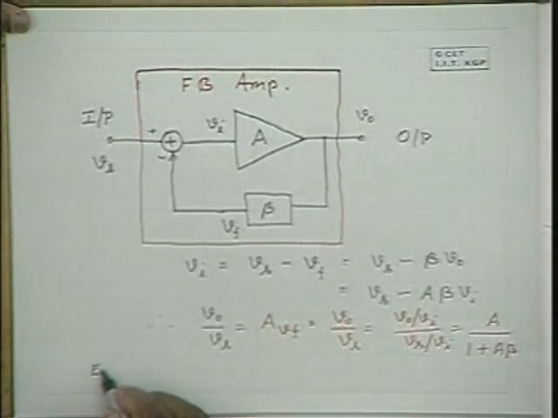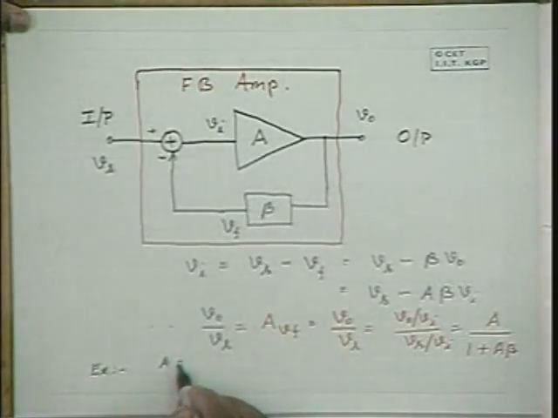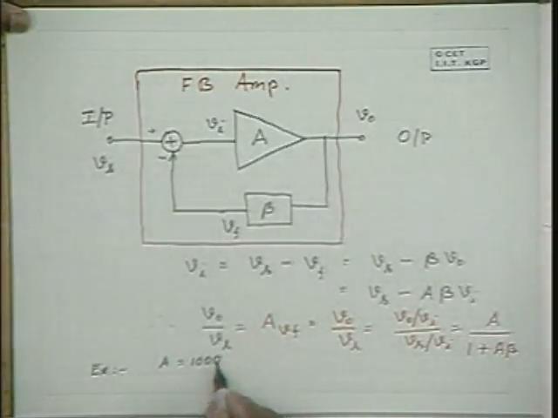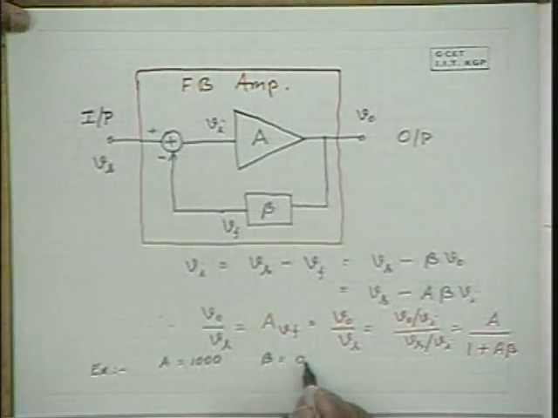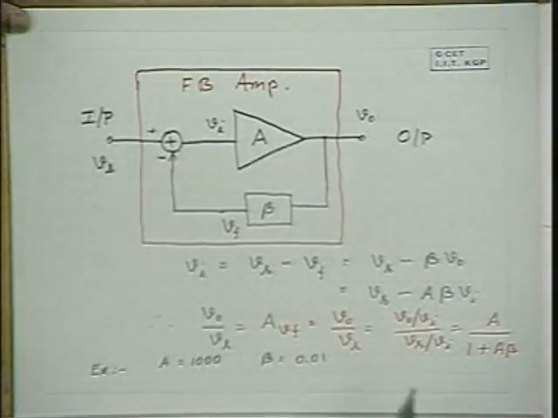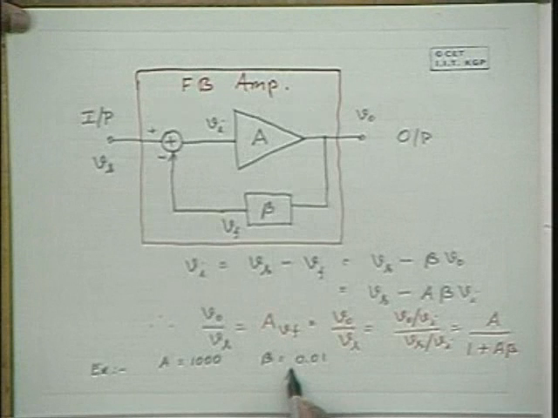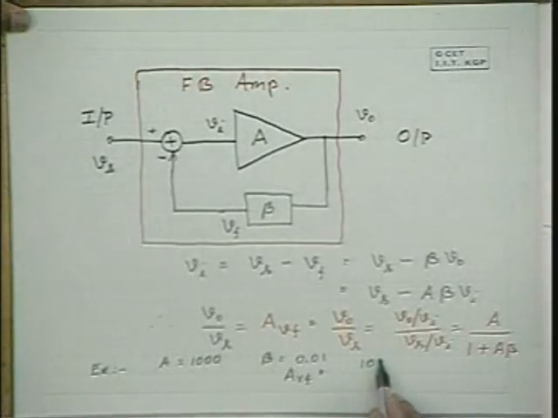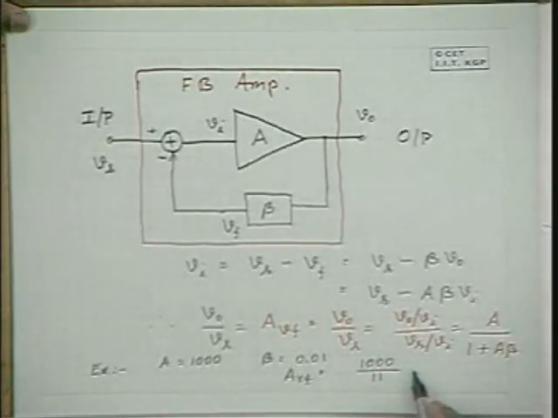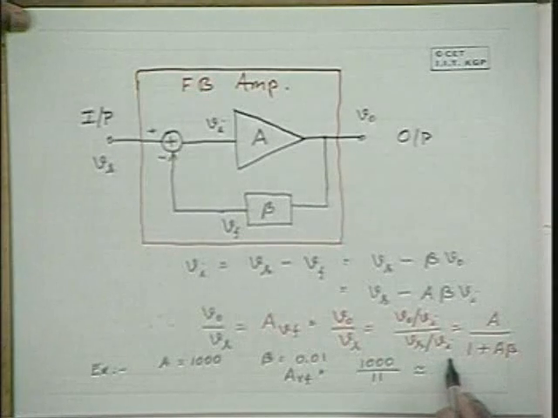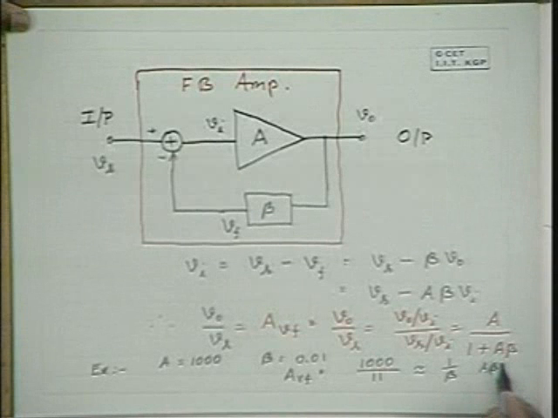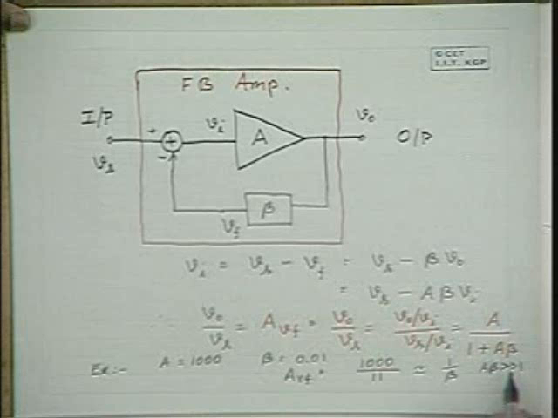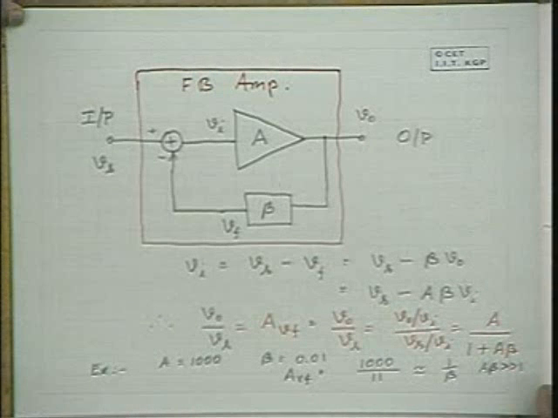Now as an example, if A is equal to 100, or okay, let me take A as 1000 and beta as 0.01, you will get an A_VF of 1000 by 11, which is approximately equal to 1 by beta, when A beta is much greater than 1. So this is approximately equal to 1 by beta, when A beta is much greater than 1.